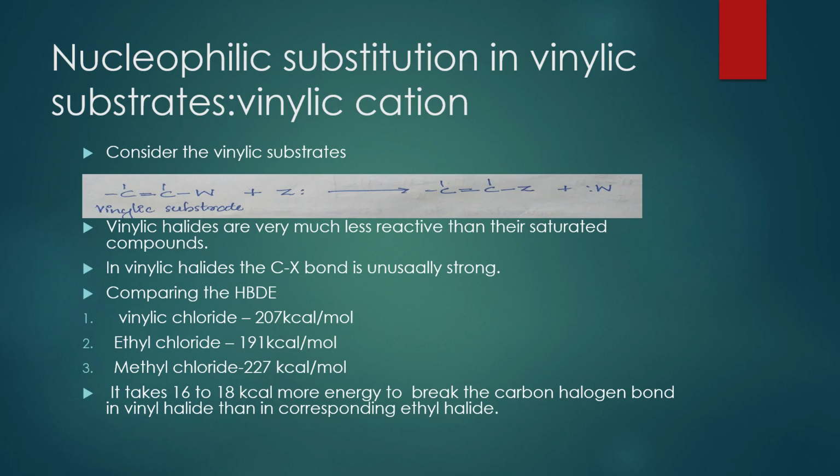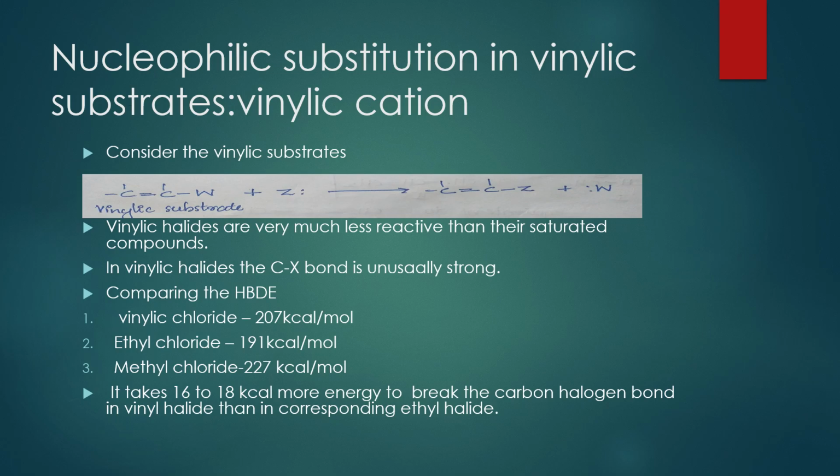So when a vinylic substrate is subjected to nucleophilic substitution, the leaving group may be replaced with a nucleophile, but this reaction is not that easy compared to an alkyl substrate. Vinyl halides are less reactive towards nucleophilic substitution than their saturated compounds. What's the reason behind it? In vinylic halides the C-X bond is unusually strong. Why is it so strong?